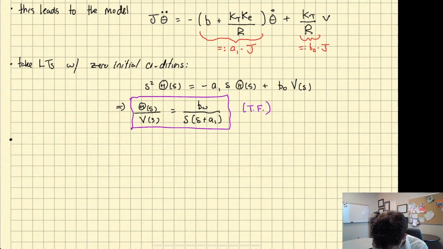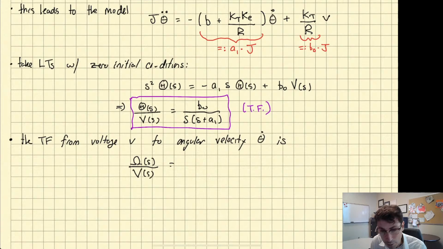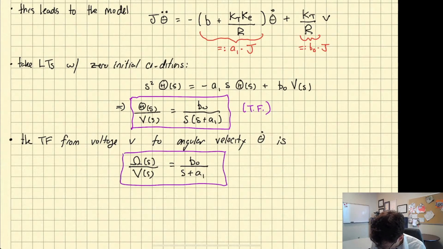So the transfer function from voltage to angular velocity theta dot is, omega is usually the symbol for angular velocity, so I'll use capital omega for its Laplace transform, and you get the simple first order system like so.